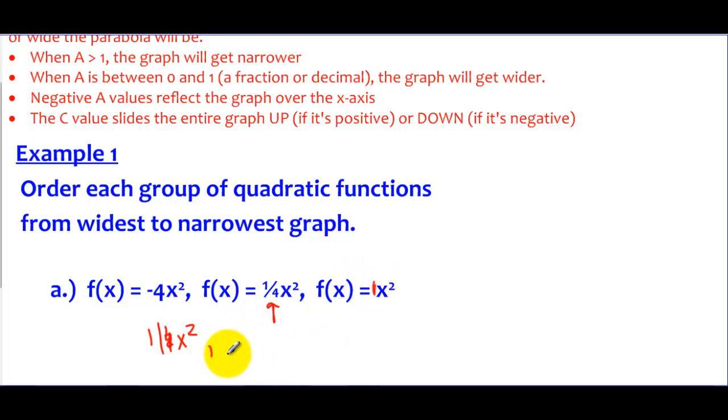Okay, a 1 would be the next widest graph, or the next narrowest graph, and then -4 actually has the largest number, even though it's got a negative sign. Remember, the negative is just going to make it upside down. But the number's the largest, so I'm going to say that one's going to be the narrowest graph, right? So we can look at the actual function and have a picture in our head that this one's going to be the narrowest or the widest graph, okay?